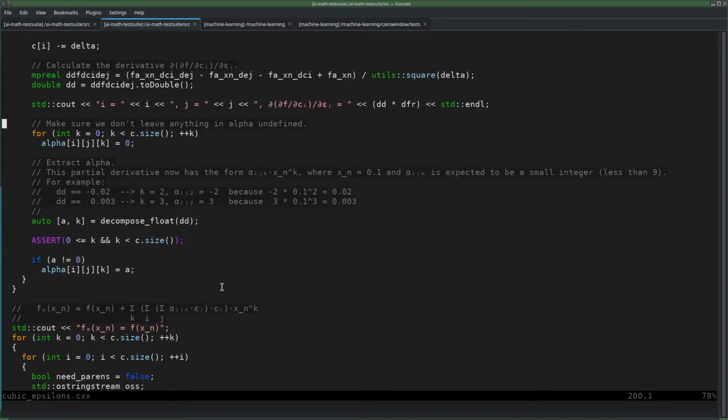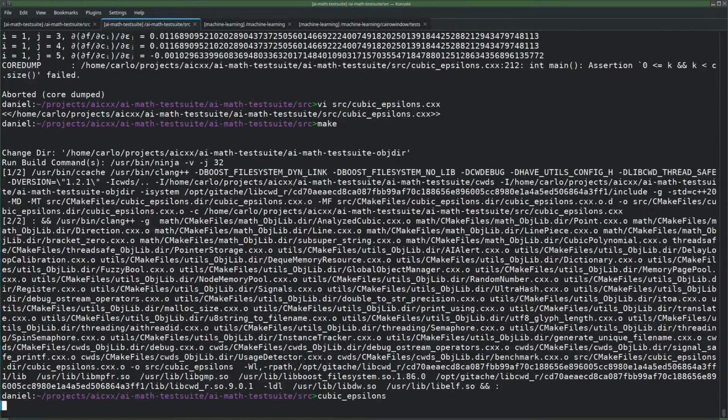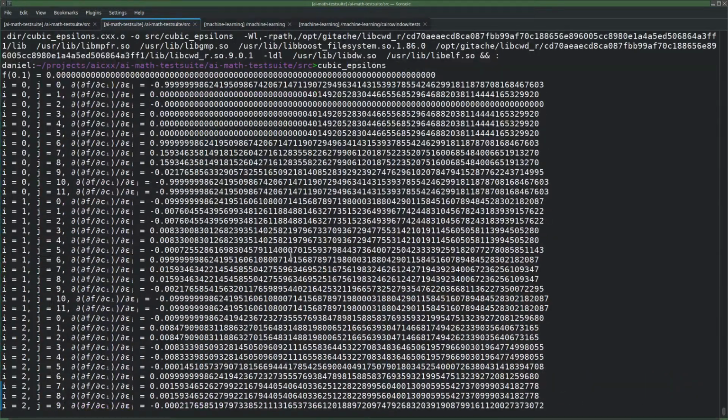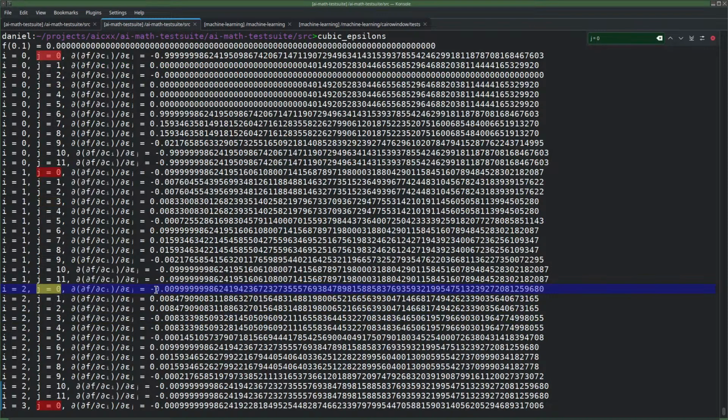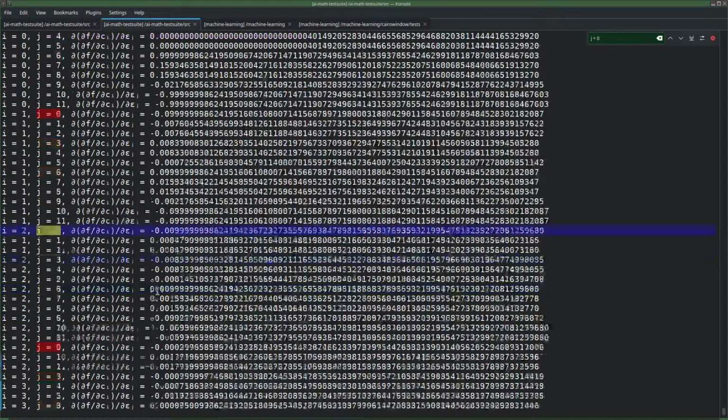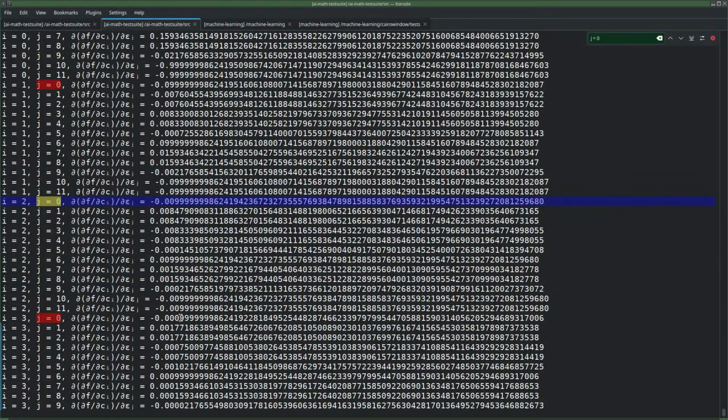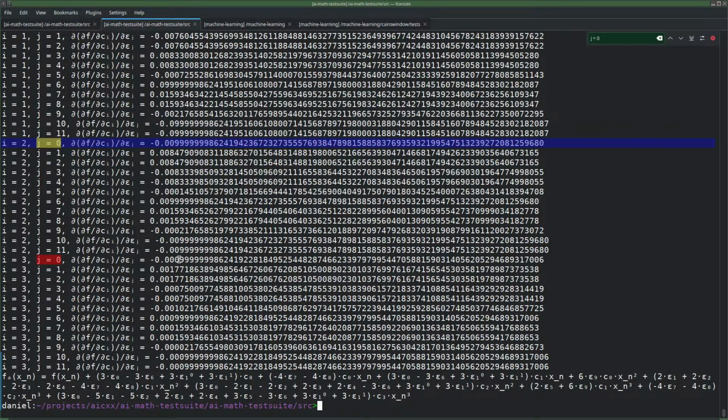Let's begin with removing the assert, I think, so I can see all of them. So maybe we should just look at this one. That would be the epsilon. So, yeah, that's -1 times 0.1. And this is -1 times 0.1 to the power 2. And this is -1 times 0.1 to the power 3. And epsilon 0 does occur in every term. So this is completely correct, except for the minus sign.